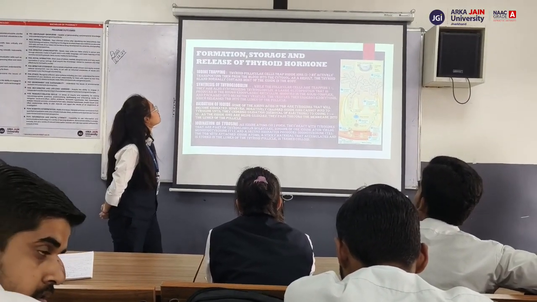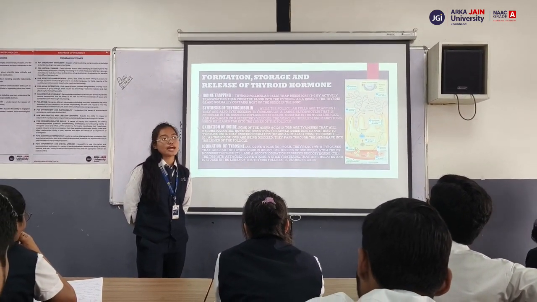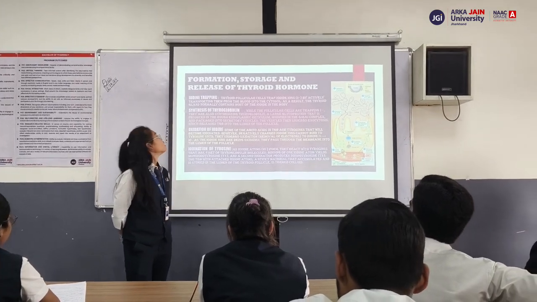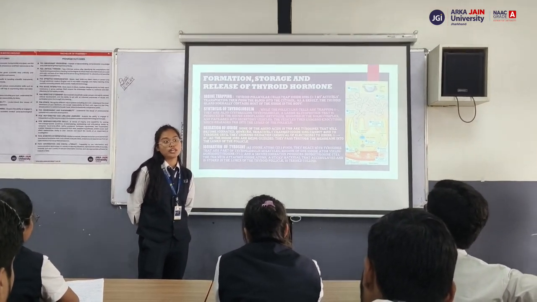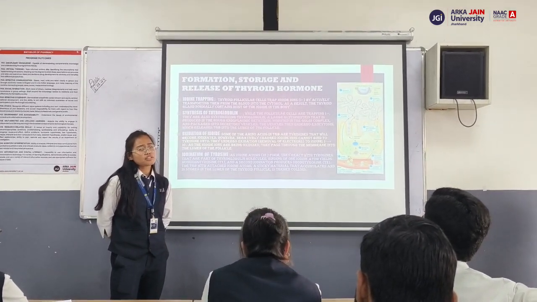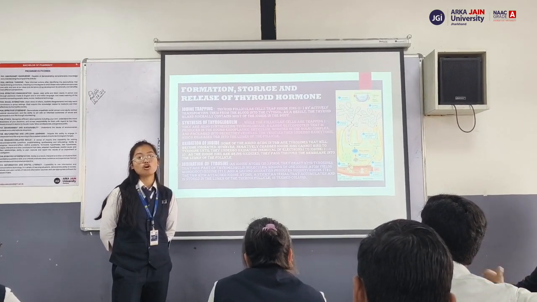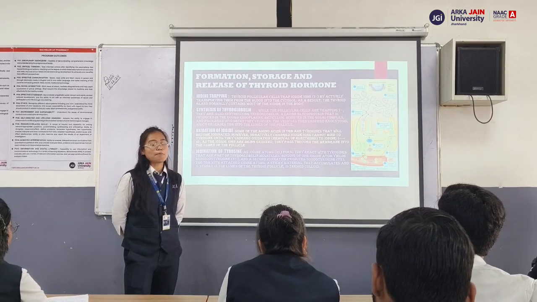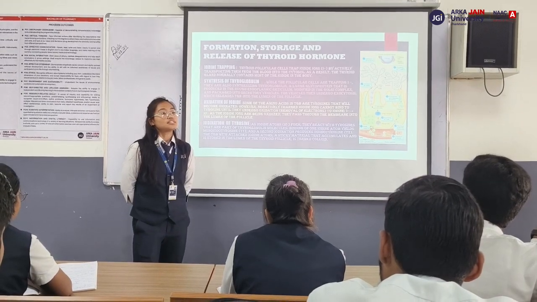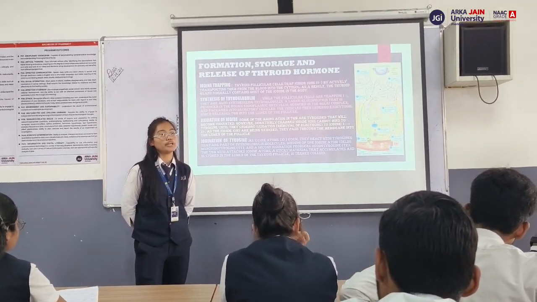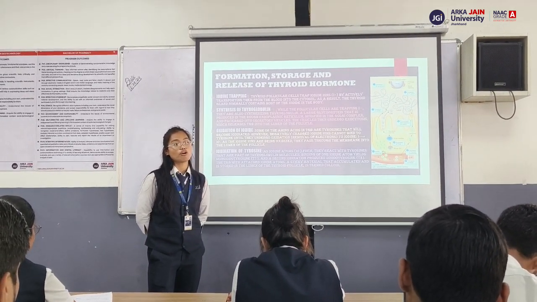Formation, storage and release of thyroid hormone. The process of synthesis and secretion of the thyroid hormone occurs in 8 steps. First, iodine trapping. The process starts with the trapping of iodine by actively transporting it from the blood to the cytosol. Second, synthesis of thyroglobulin. After iodide trapping, the follicular cells synthesize thyroglobulin, which is a glycoprotein. It passes through the lumen of the follicle.